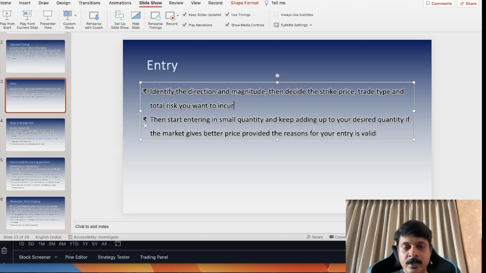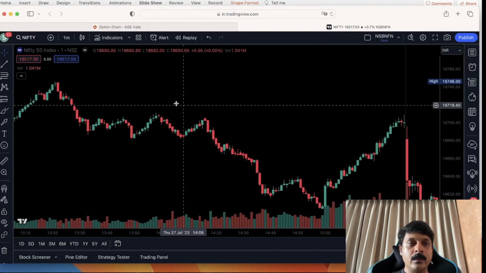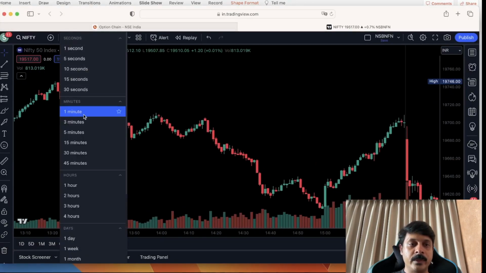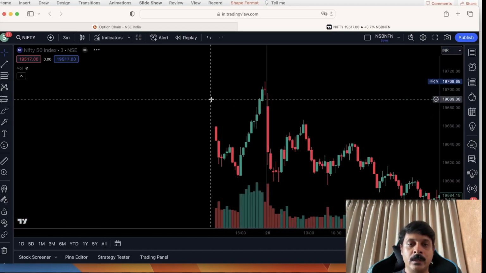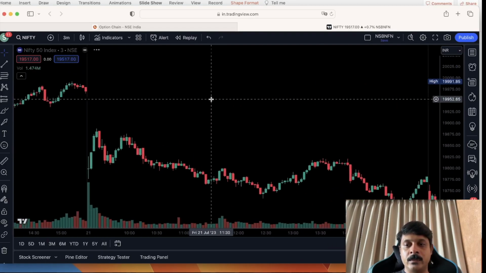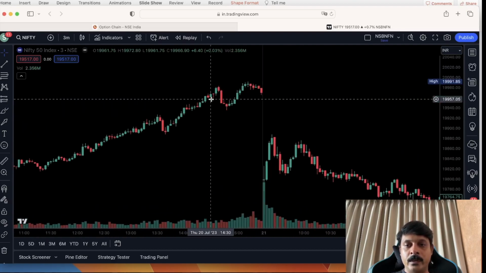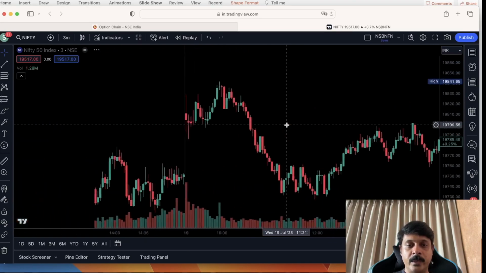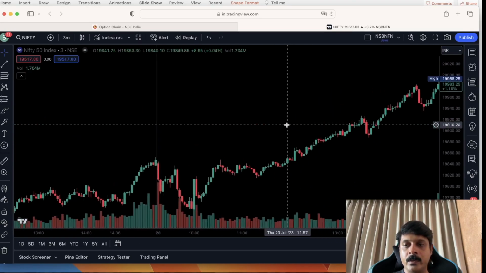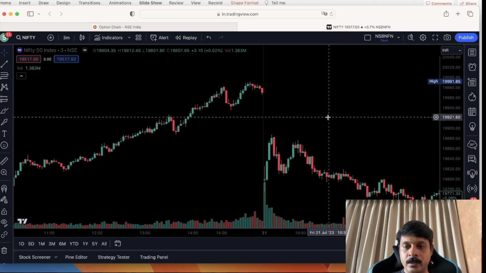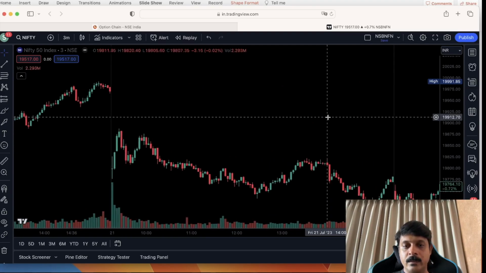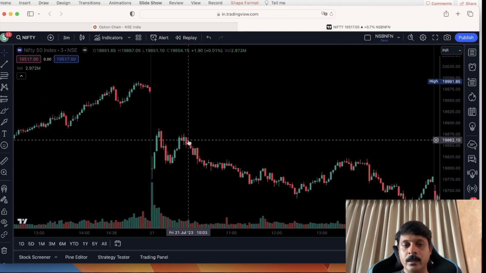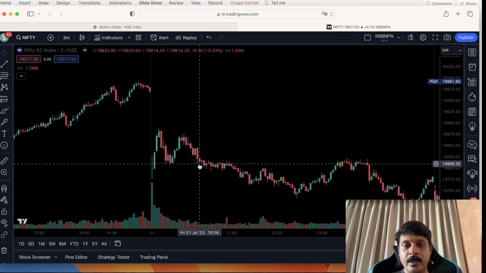And the most important thing is scaling out, not just the scaling in. So for the scaling out, for example, if I take a 3 minutes chart, I'll go to a random day and see, imagine if my view is along here. This day there is no exit, I think. But maybe this kind of day, probably imagine on the morning breakdown.